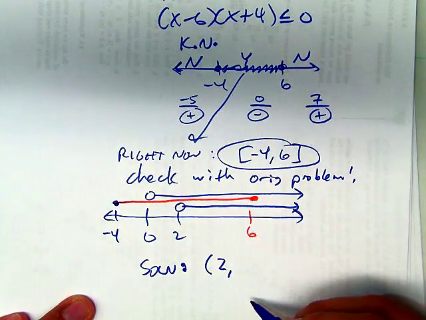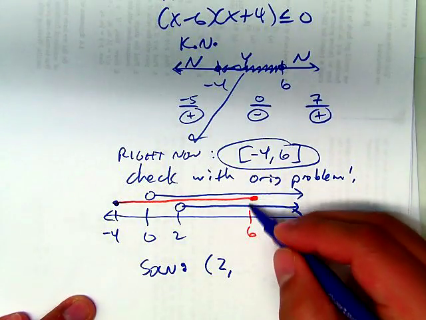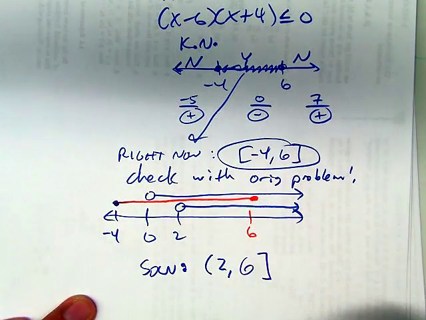So the final solution will be the numbers between 2. Since this is open, we need to keep this open. And then 6 looks like everything is closed here. So from 2 to 6.